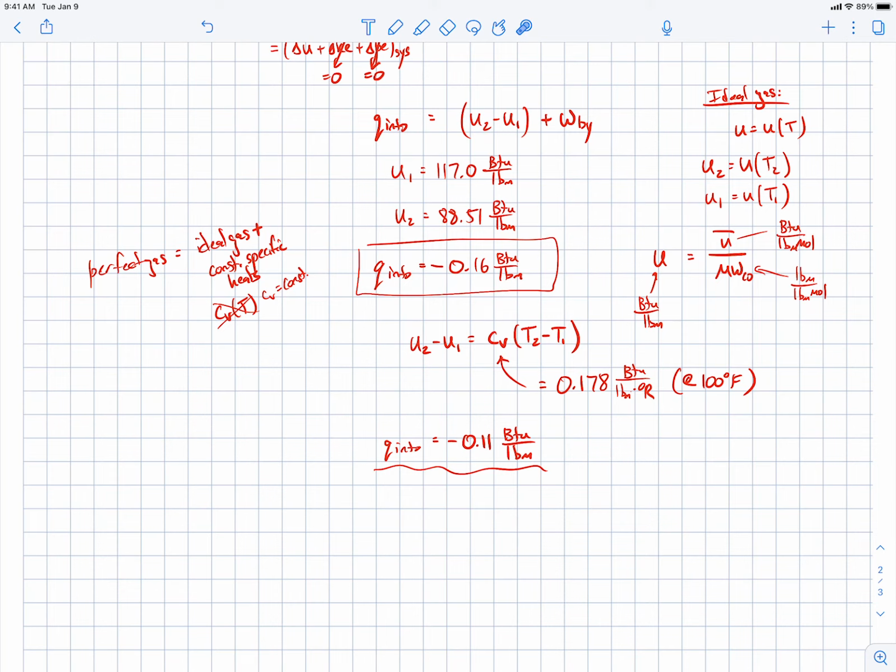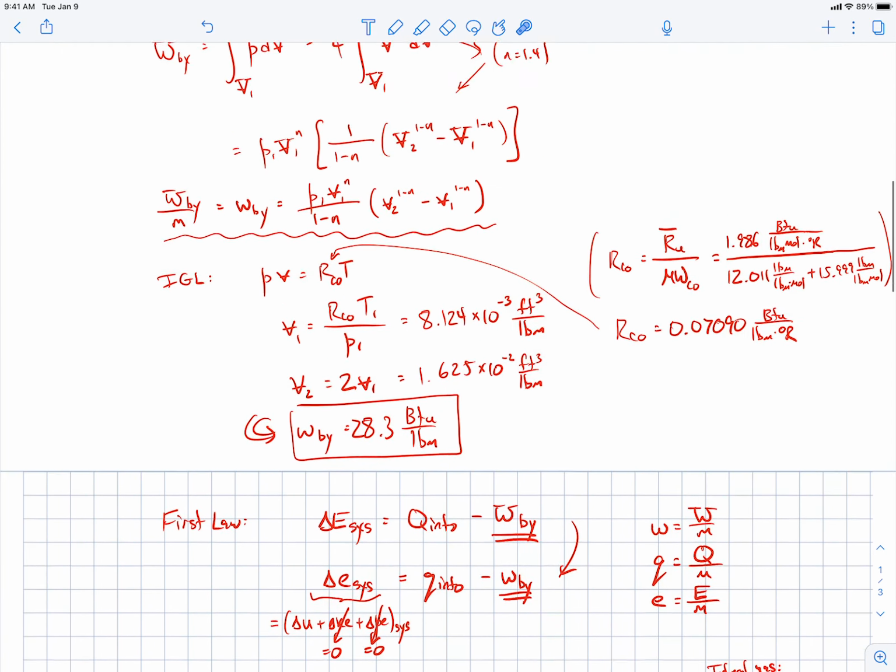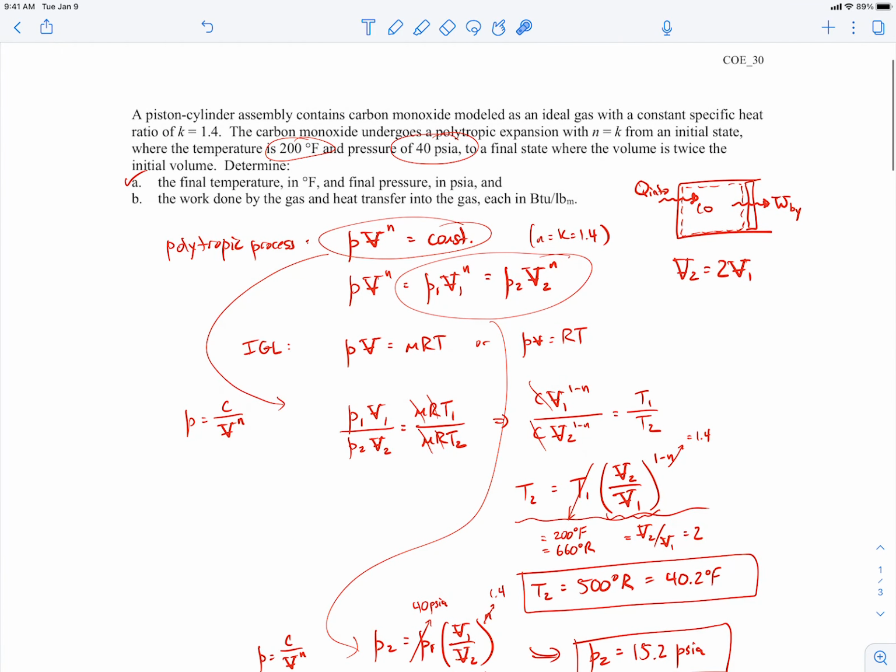Okay, all right, I think that covers everything we needed in this problem. Let me just go back up to the top here and double check. We found the work done by the gas and the heat transfer to the gas in terms of BTU per pound mass. So yeah, we've done everything we need.